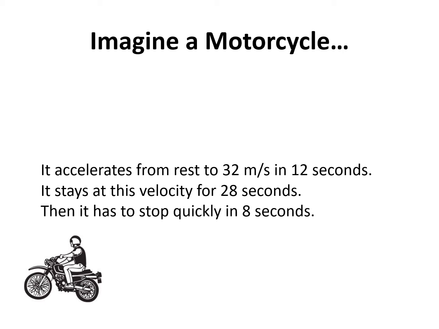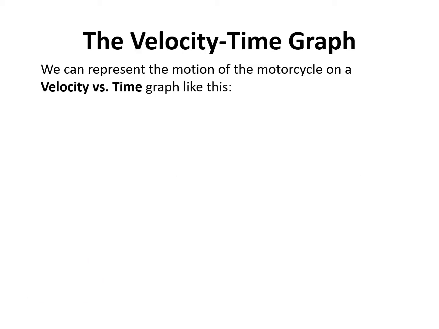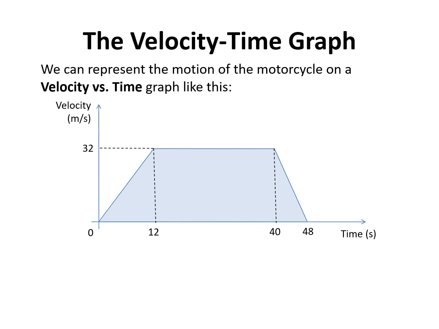And probably what you would have done with that information at school is to draw a graph. And you probably would have got something like this. This is a velocity time graph. The velocity time graph shows us the speed as time increases. In the first 12 seconds, you can see its speed is increasing quite quickly, and it gets to 32 meters per second. Then the graph is completely flat because it stays at that velocity for the next 28 seconds. And then the line goes down quite steeply because it stops very quickly in 8 seconds.